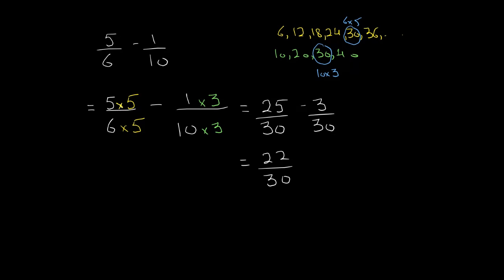And remember, as we can multiply, we can also divide a fraction's numerator and denominator by the same number. So what I can do is divide the denominator by 2, which means I have to divide the numerator by 2 also, and get an answer which is equal to 11 over 15.